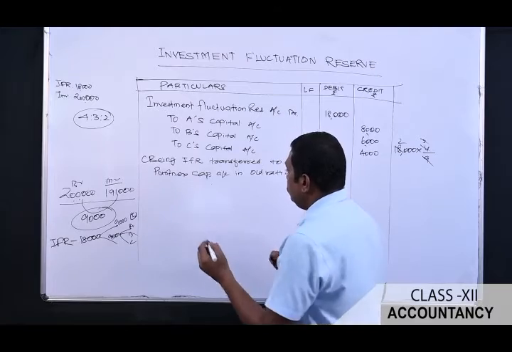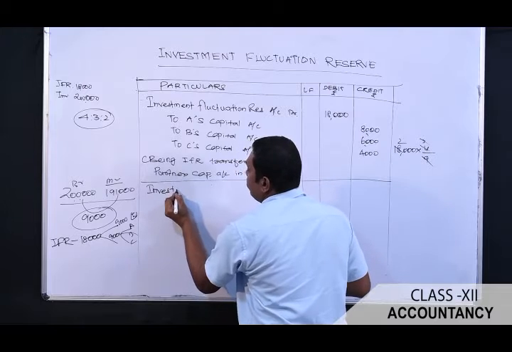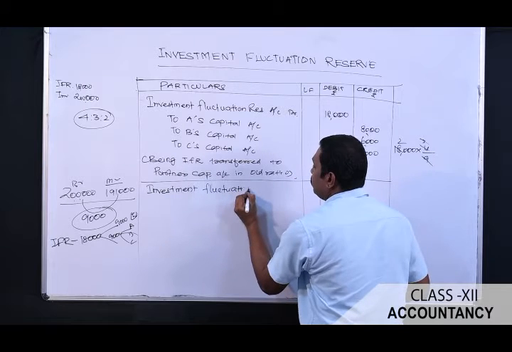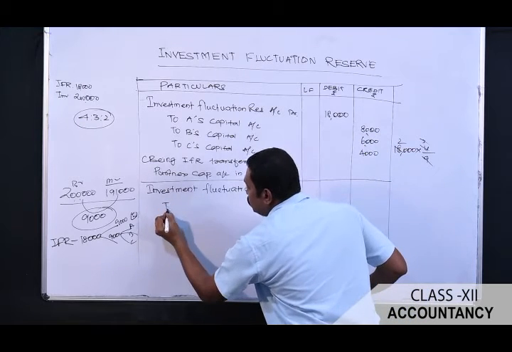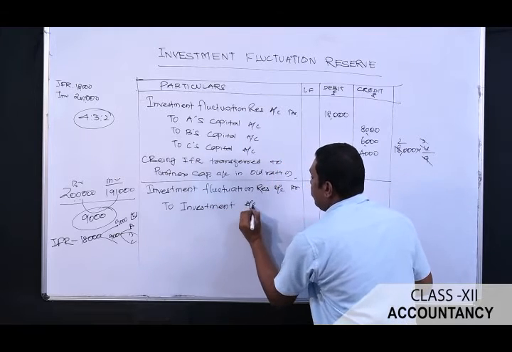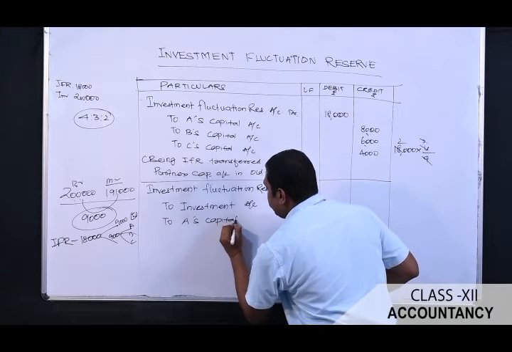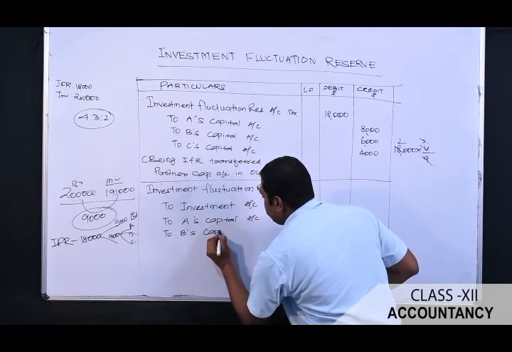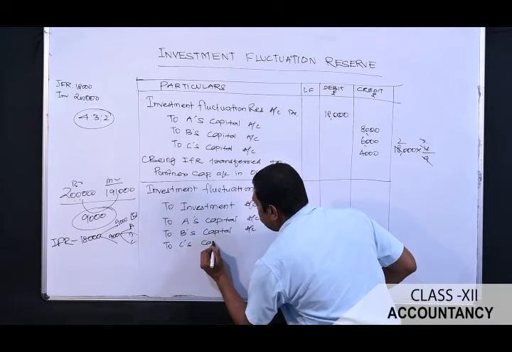So the entry will be investment fluctuation reserve account debit to investment. We transfer the loss to investment account, and the balance amount we transfer to A's capital account, to B's capital account, to C's capital account.